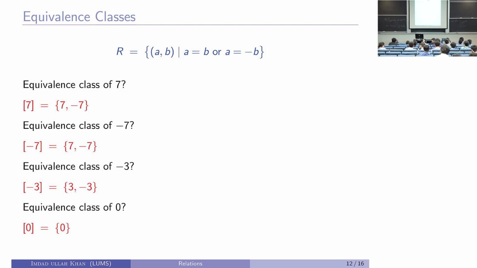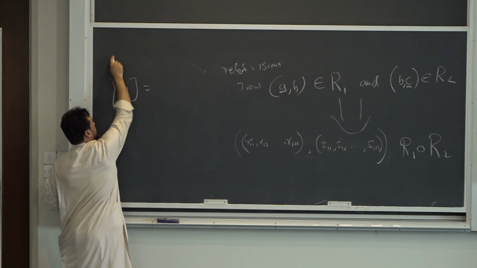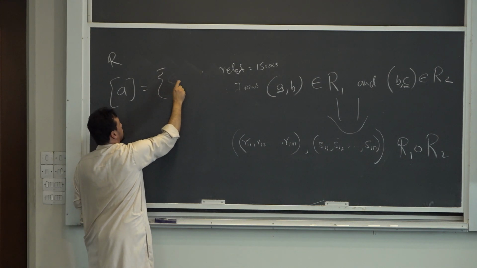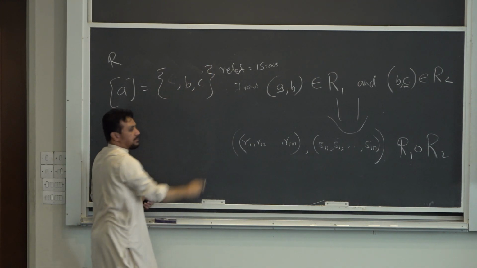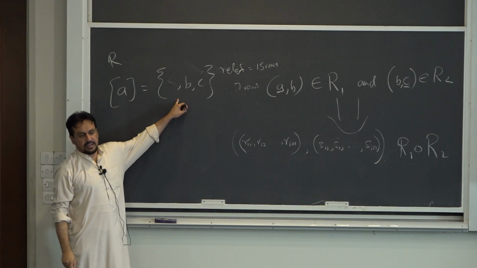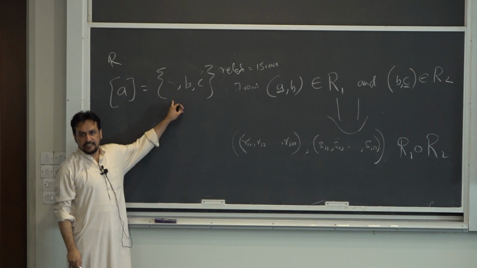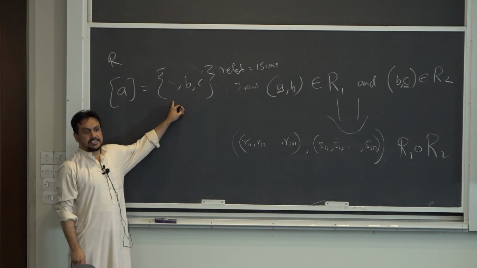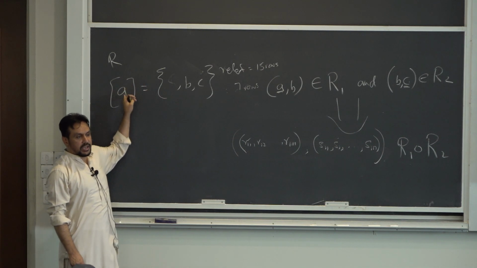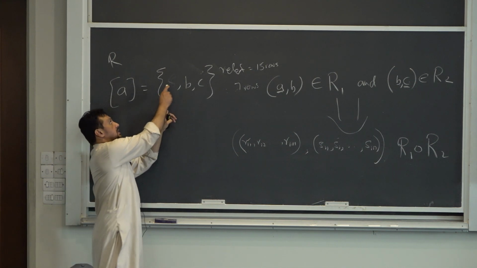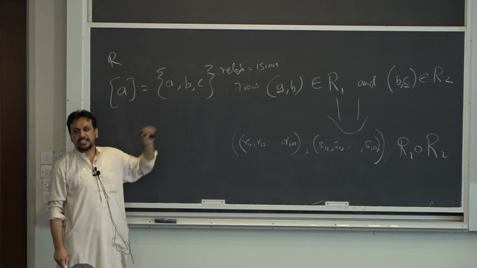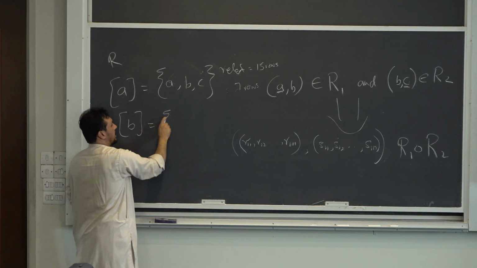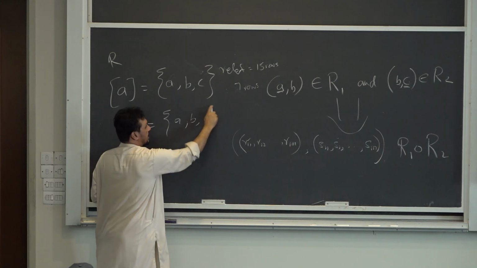I'm saying if you have the equivalence class of A under some equivalence relation R, suppose this is the equivalence class of A. Is it correct? What should it be? It's an equivalence relation, so A must be related to itself, right? It's a reflexive relation. Now I want to say that the equivalence class of B must be exactly the same set.